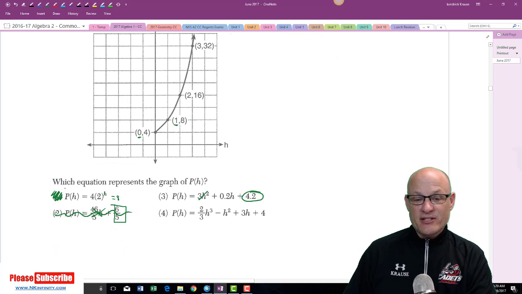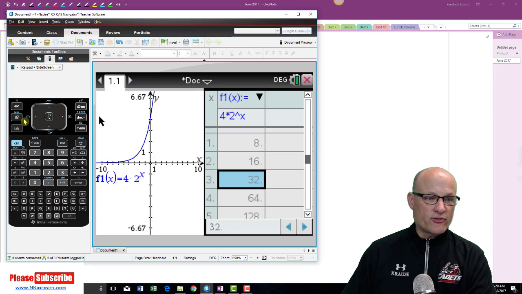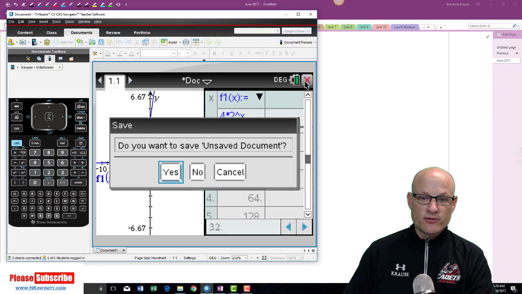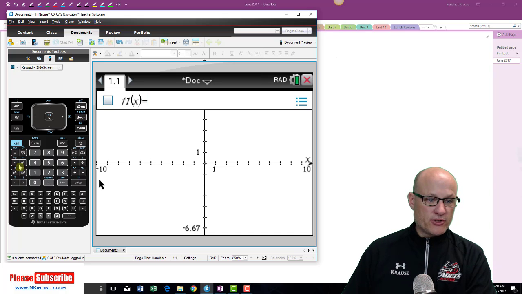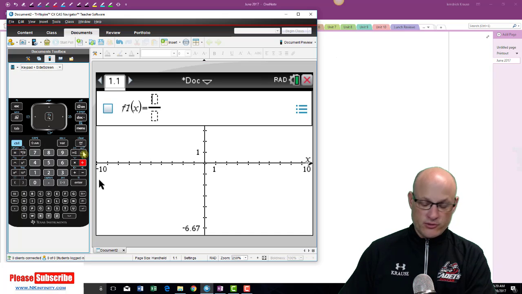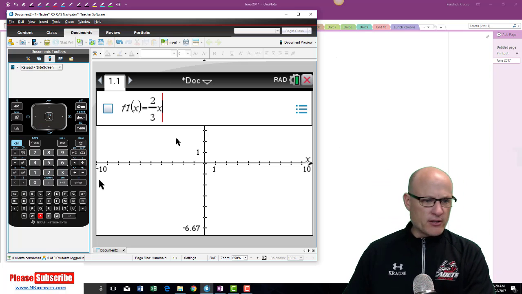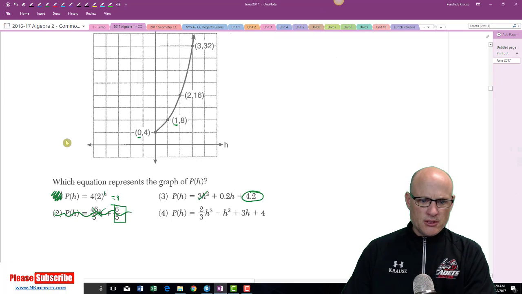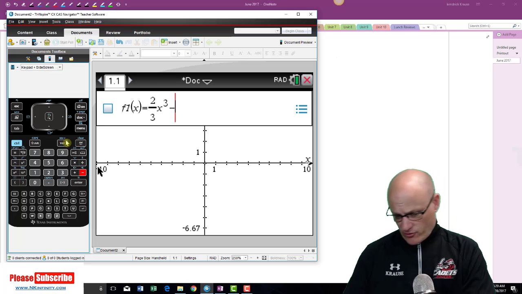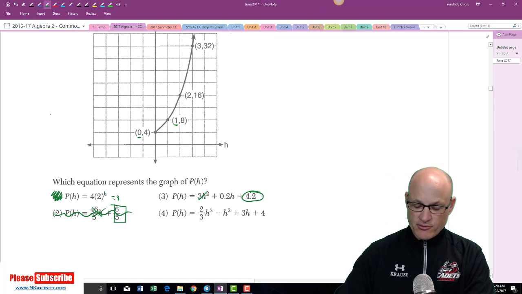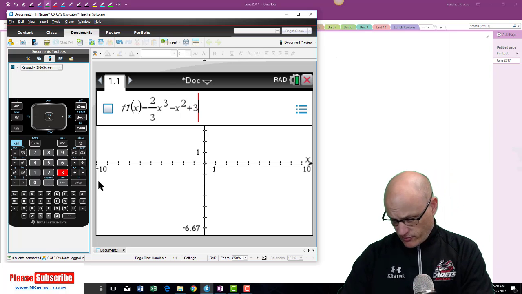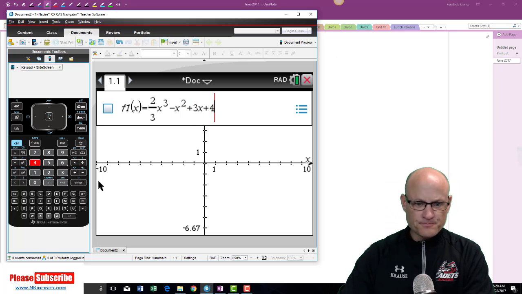If you did that to this, let's go just do the other one real quick just to see. We'll get rid of this. And we're going back into graph mode. And we're going to do this. Control division 2 over 3 x. And then we've got to do cubed. Minus x squared. Remember, you can't use h. Plus 3x. I almost used h. Plus 4.